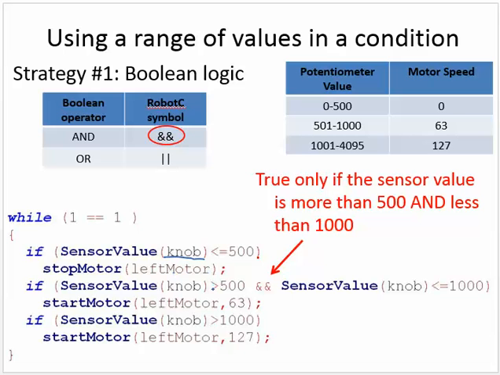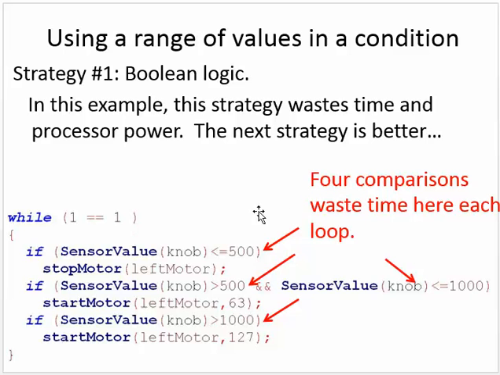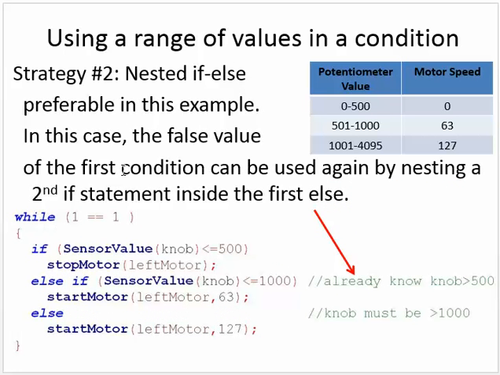What they're saying here is when the knob is less than 500 or greater than 500 and the sensor value is less than or equal to 1,000, it's going to run the motor at half speed. When it's greater than 1,000, it's going to raise it to 127. Well, this is true only if the sensor value is more than 500 and less than 1,000. These four comparisons waste time here each loop. A better way to do this, as we can see, is nested if-else.